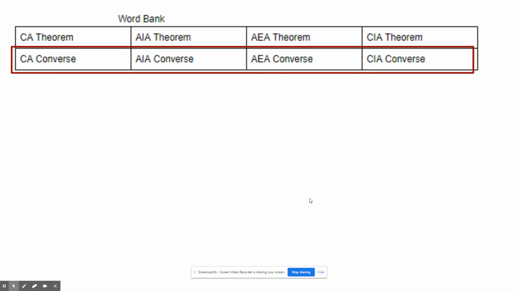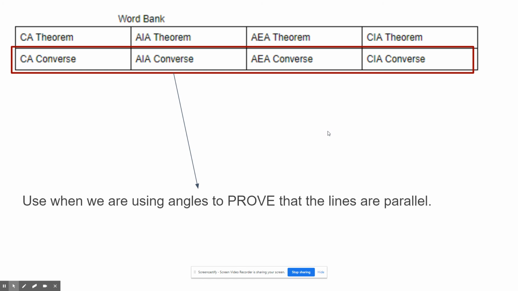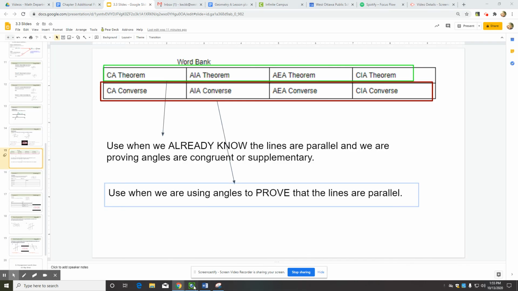Now, the new terms that we learned today, these that are bolded in red, these are the converse statements of the theorems above. Now, we use these in our proofs when we're trying to use angles in order to prove that lines are parallel. So when we're trying to prove that lines are parallel, we're using the converse statements. So we're going to try to keep that straight as we do our proofs together.